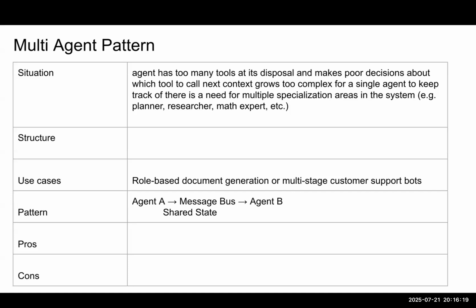But from the multi-agent pattern point of view, the goal is that we'll have different responsibilities. And why we need it is, if you try to build everything in a single agent, it makes poor decisions, and it might not work the way you want. So that's how I see it in the context of design patterns.